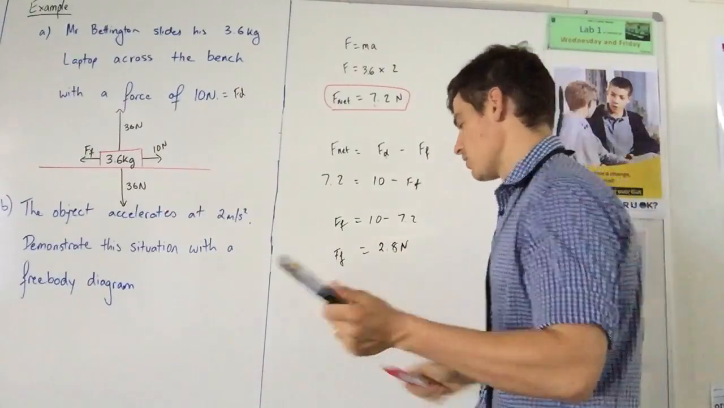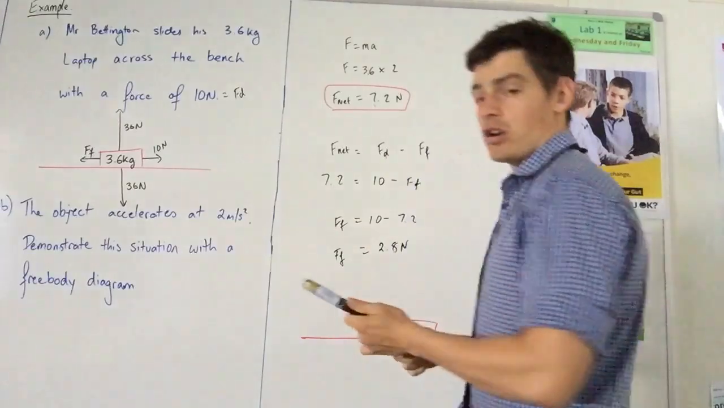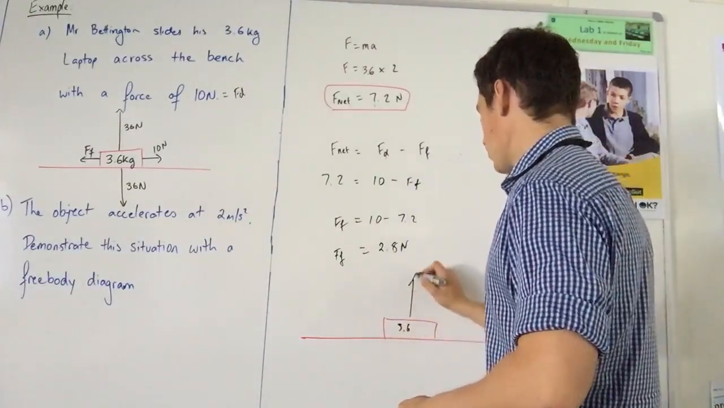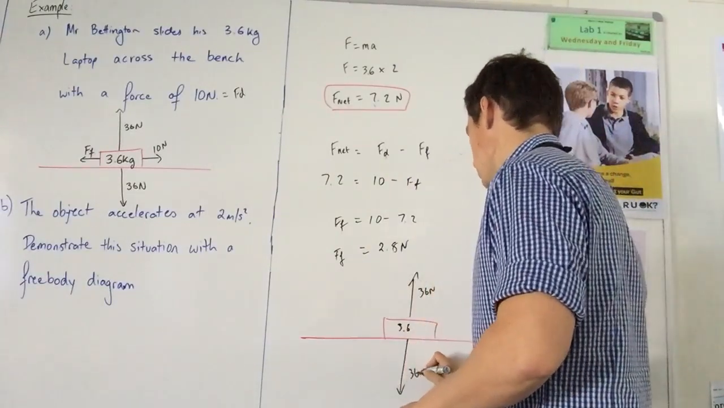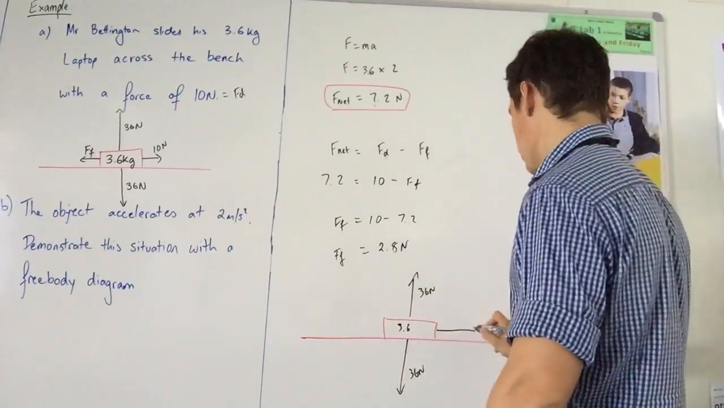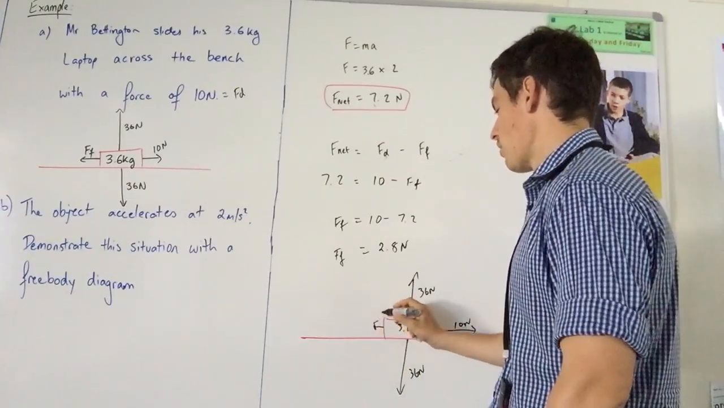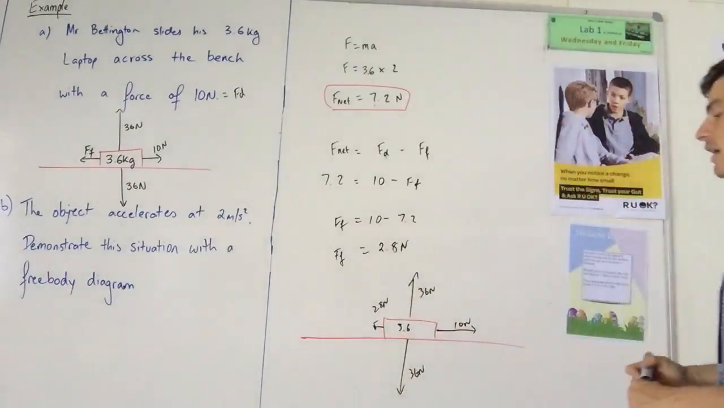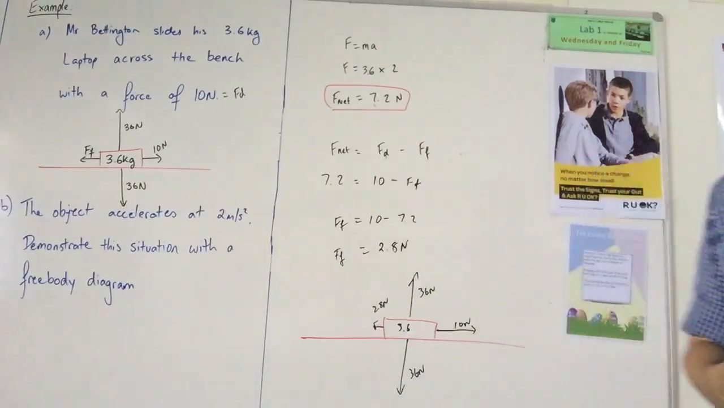If I was to represent this as a new diagram, again, I'd write in my 3.6. I'd represent my 36 newtons applying up, my 36 newtons applying down. I'd represent my 10 newtons applying across. It's a little bit too big, that arrow, but that's okay. And I'd represent my 2.8 newtons applying back. That would be a complete free body diagram for that situation.